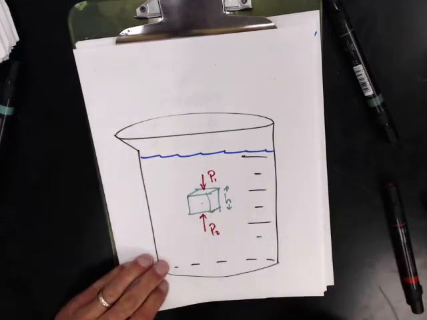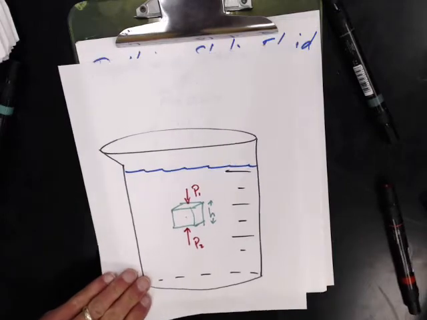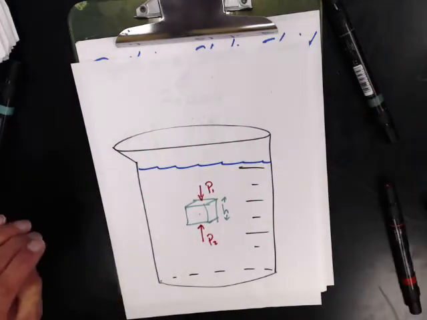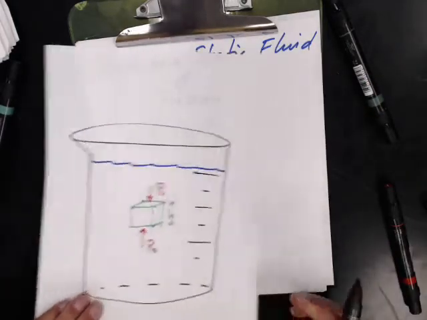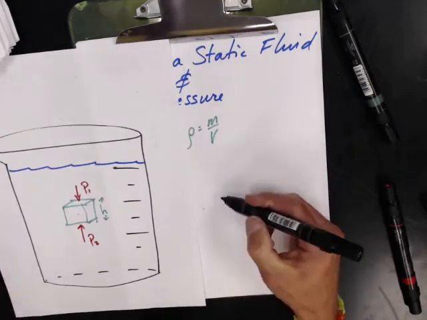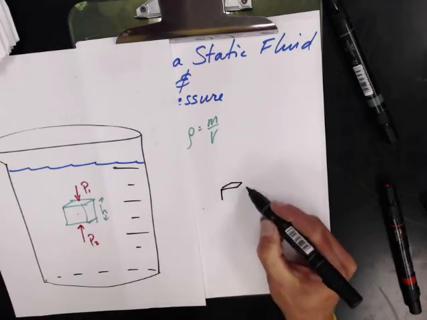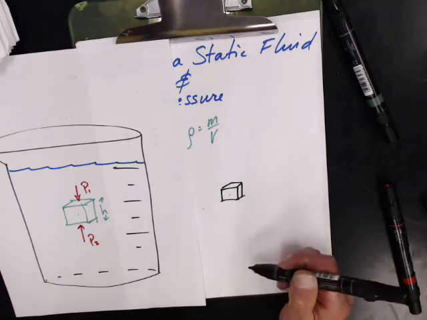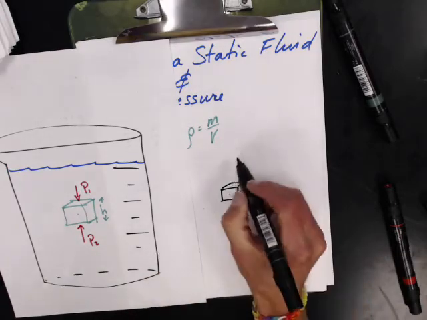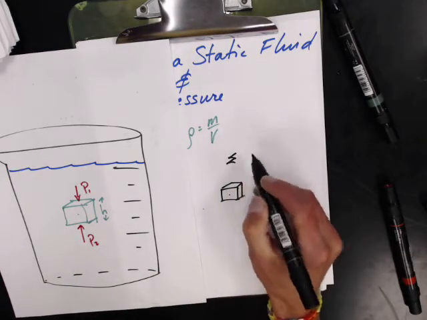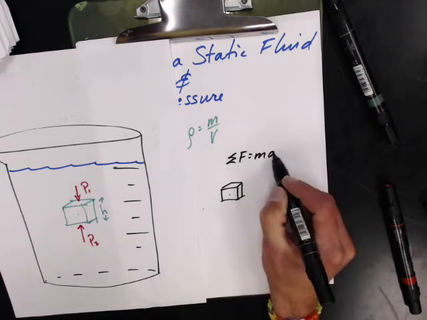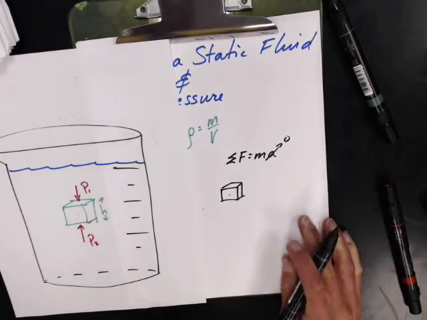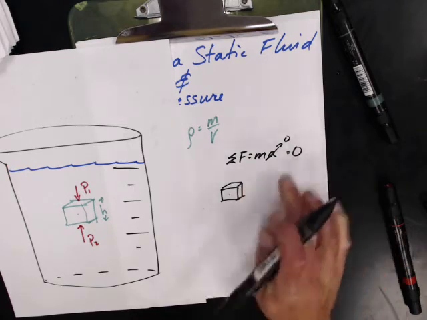Now let's do a free-body diagram of this little box. Let's pick a color. Let's pick this one. So here's my little box, and the forces that are on it. Well, my little box is not accelerating, so the sum of the forces on it equals ma, but ma equals 0, so the sum of the forces on it is 0.